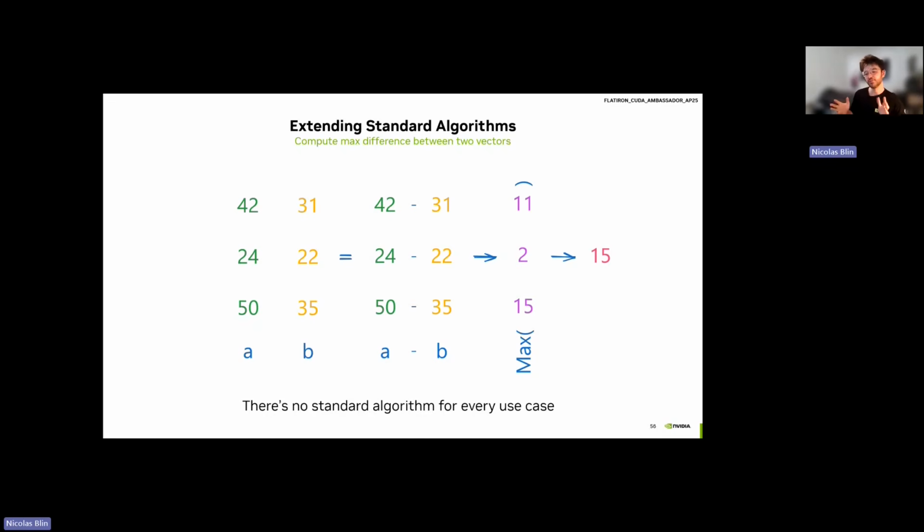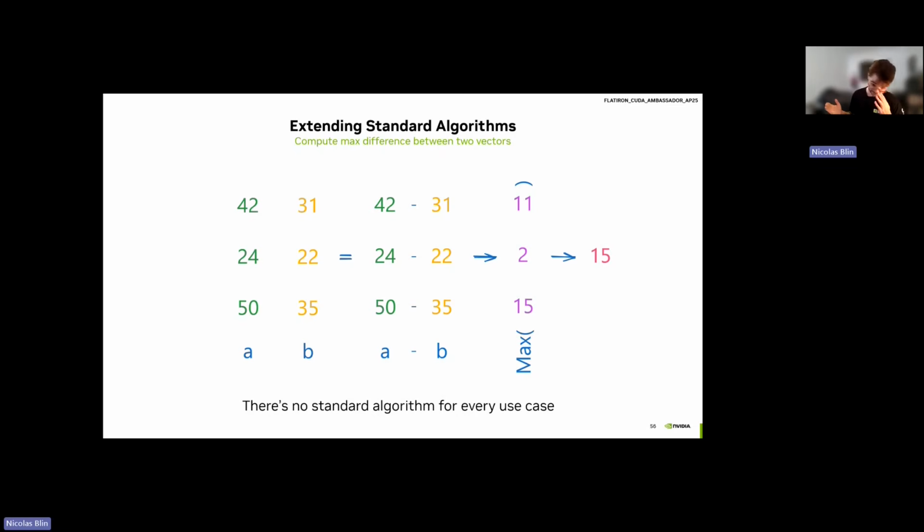So here, let's say we want to compute the maximum difference between the old and the new temperature. For example, let's say the first object cooled down from 42 to 31, which is an 11-degree difference. But the last one, you can see that it cooled down from 50 all the way down to 35, which is a 15-degree difference.